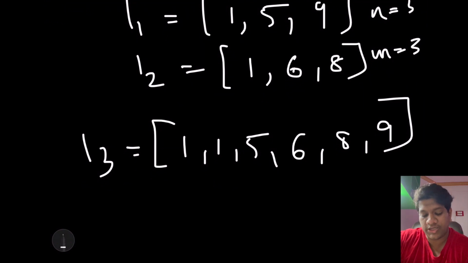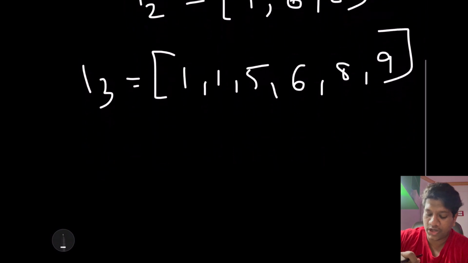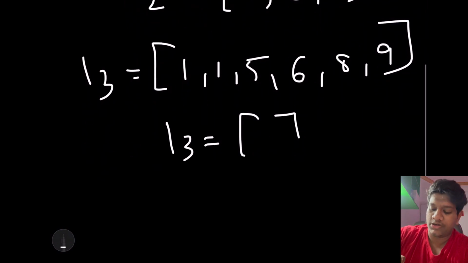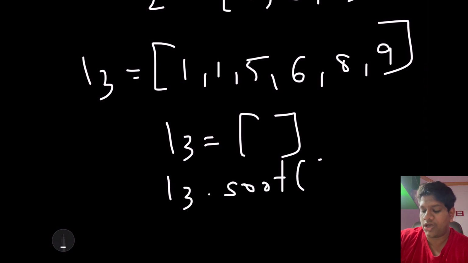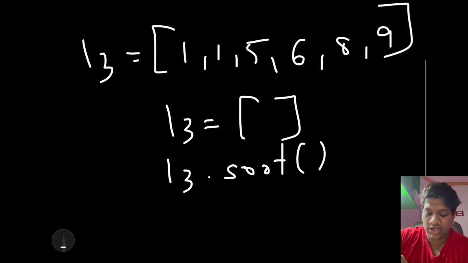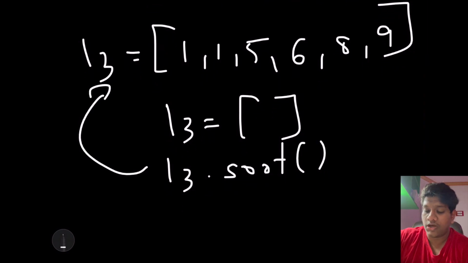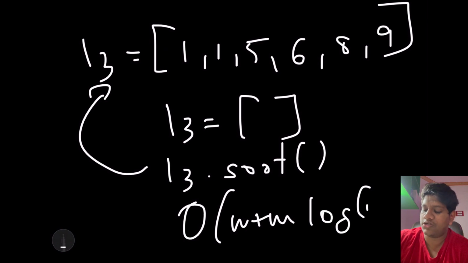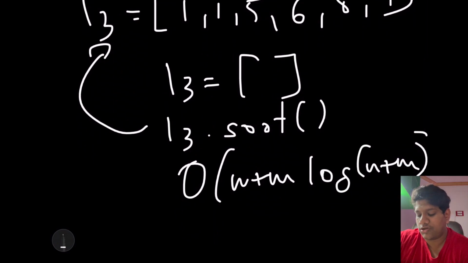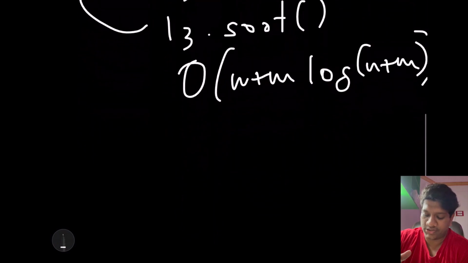The naive approach would be to just take a new empty array L3, put all the elements of L1 and L2 in L3, and apply a sorting algorithm, and we'll get this output. But as we all know, the time complexity for sorting is n log n. So when the elements become n plus m, the time complexity for this algorithm will become (n plus m) log of (n plus m). So this is a valid solution, but let's see if we can do better.